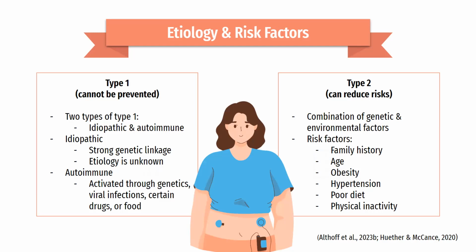Moving on to etiology and risk factors, with type 1, this type of diabetes cannot be prevented because it is passed through genetics. Again, with type 1 idiopathic diabetes, the cause is unknown, but it is shared through genetics. However, for type 1 autoimmune diabetes, you would have the gene for it, and it is activated or triggered through either viral infections, certain drugs, or food. With type 2 diabetes, the risk of it can be reduced, which we will discuss later on. Type 2 diabetes is acquired in combination of genetic and environmental factors. Some risk factors may include family history, age, obesity, hypertension, poor diet, and physical inactivity.